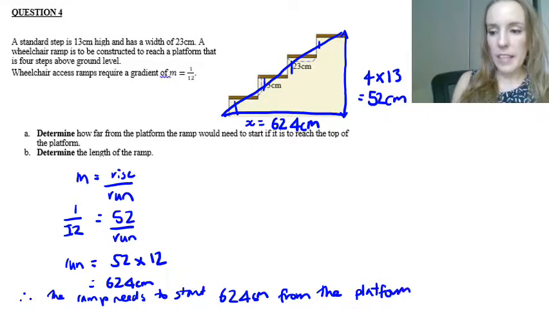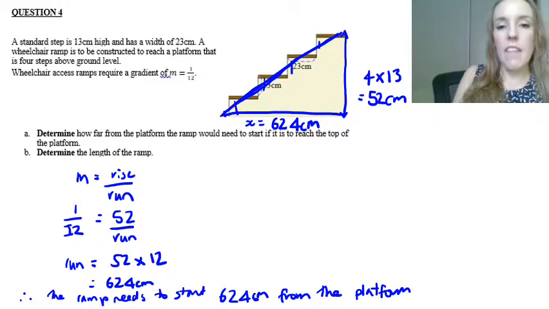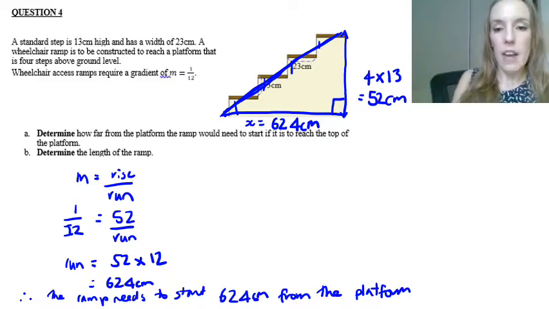Okay, so the next thing that we have to do though is we have to determine the length of the ramp. So now we have to determine this part here, so this unknown distance up the top here. So what is that going to be? And if you look at this, we've actually got a right angled triangle. So we can use Pythagoras' theorem there for B.